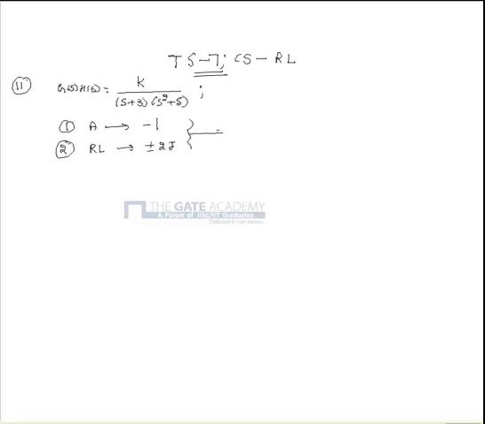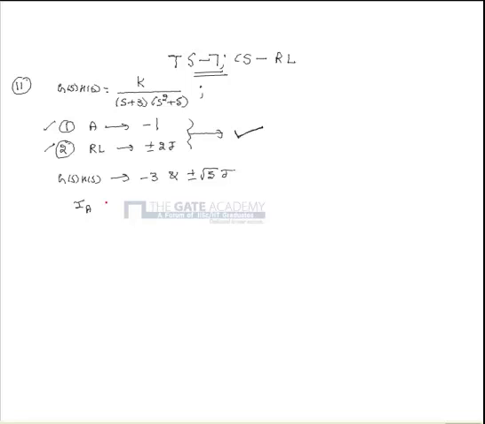We have to pick the correct option as related to the correctness of the statements 1 and 2. We see that for the given G(s)H(s), the poles are located at -3 and plus or minus root 5j.